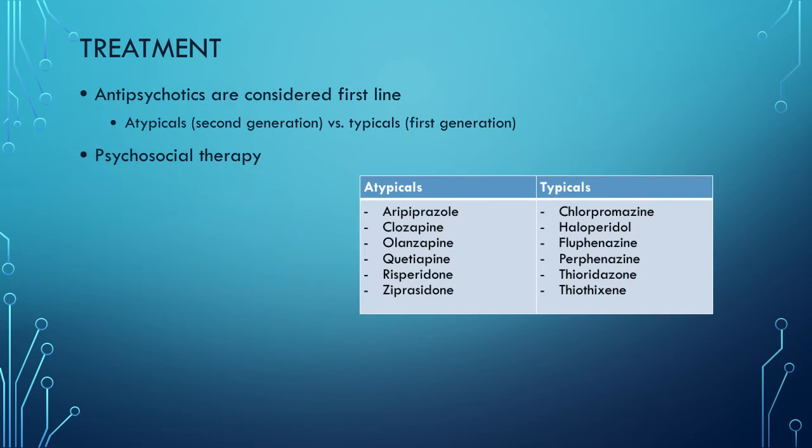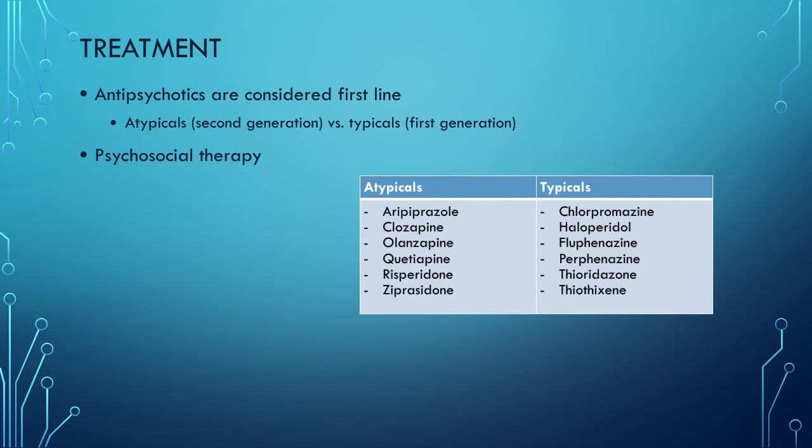Treatment. First line treatment for schizophrenia is still antipsychotics. Antipsychotics are broken down into two classes. You have the atypical medications or second generation medications, and then you have the typical medications or first generation. In my slide, I have a chart that lists atypicals and typicals. Atypicals are preferred over typicals generally.